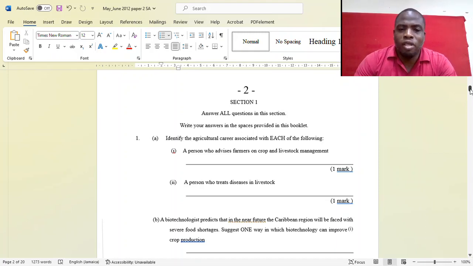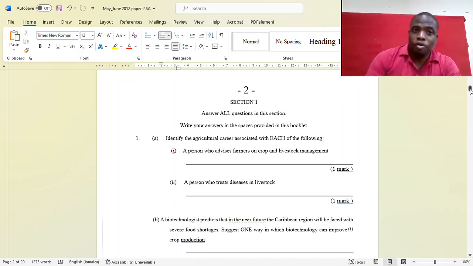So they give the farmers the critical knowledge and the different methods of how to carry out the task after being informed by the researcher. A person who treats disease in livestock, the veterinarian. And so they will ensure that your animals are up to par without any form of infections, or treat the diseases. No, it doesn't stop there.